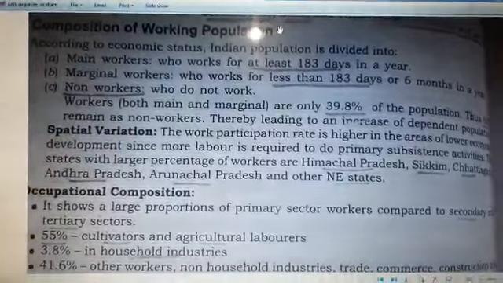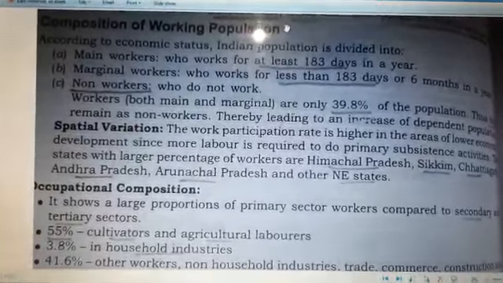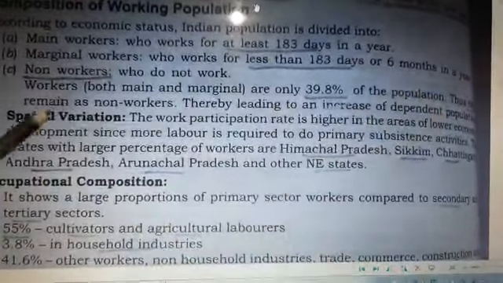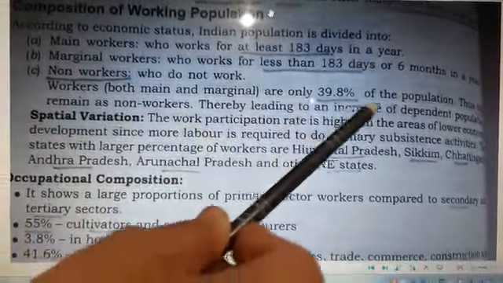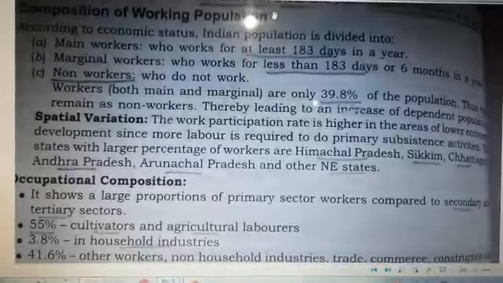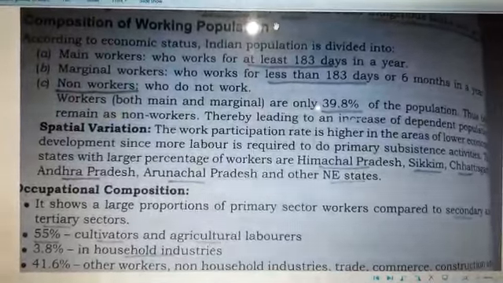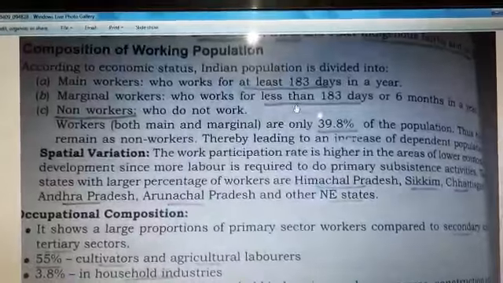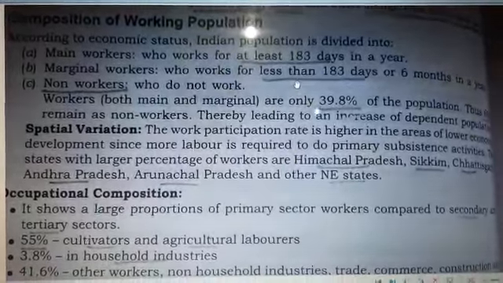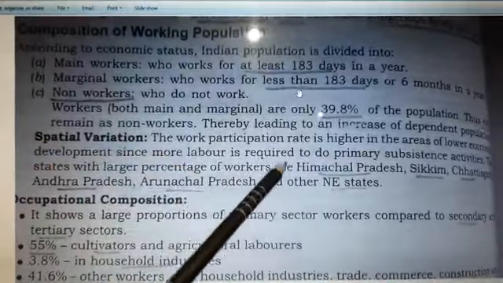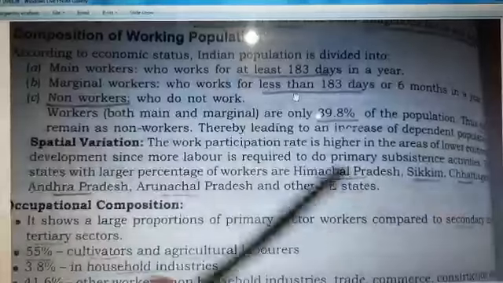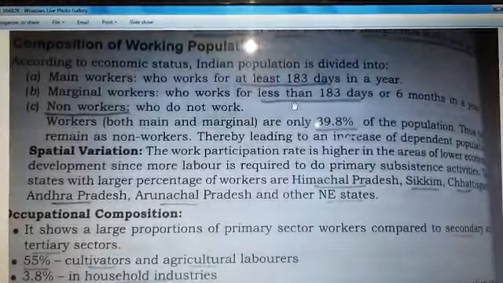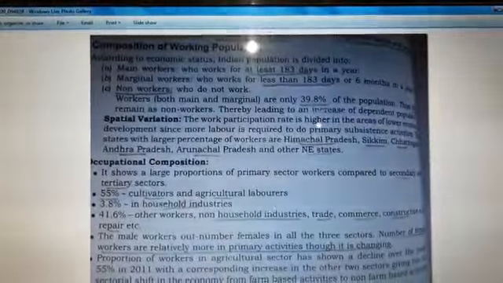Then we have spatial variation, means region wise, area wise distribution, area wise variation. The work participation rate is higher in the areas of lower economic development since more labor is required to do primary subsistence activities. Simply, the areas which are not very much developed, they have more working population. The reason is that more laborers are required there, so they are doing more activities. Like for example, some states with larger percentage of workers are Himachal Pradesh, Sikkim, Chhattisgarh, Andhra Pradesh, Arunachal Pradesh and other northeastern states.